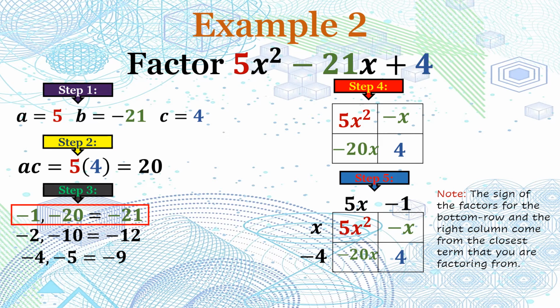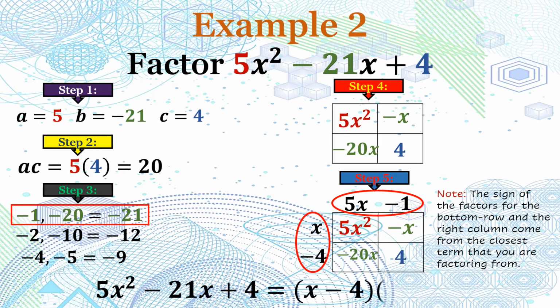So therefore the factors of 5x squared minus 21x plus 4 are x minus 4 and 5x minus 1. So we can say that 5x squared minus 21x plus 4 is equal to the quantity x minus 4 times the quantity 5x minus 1.